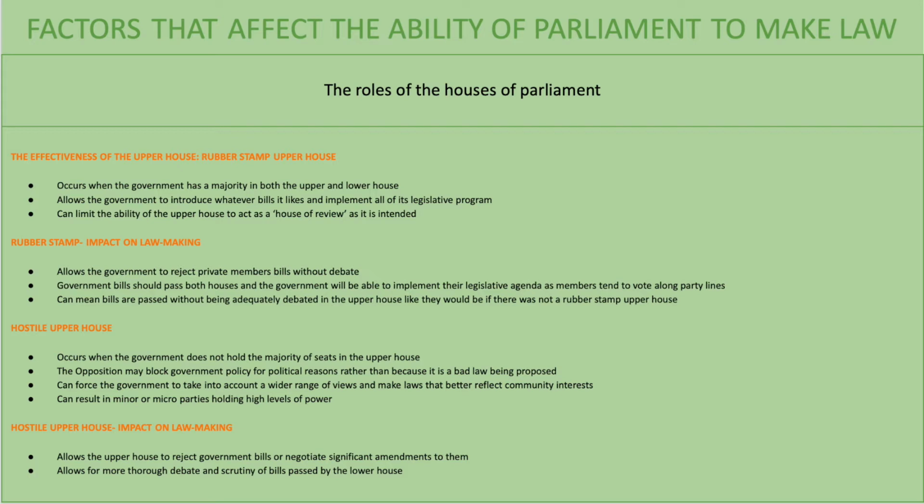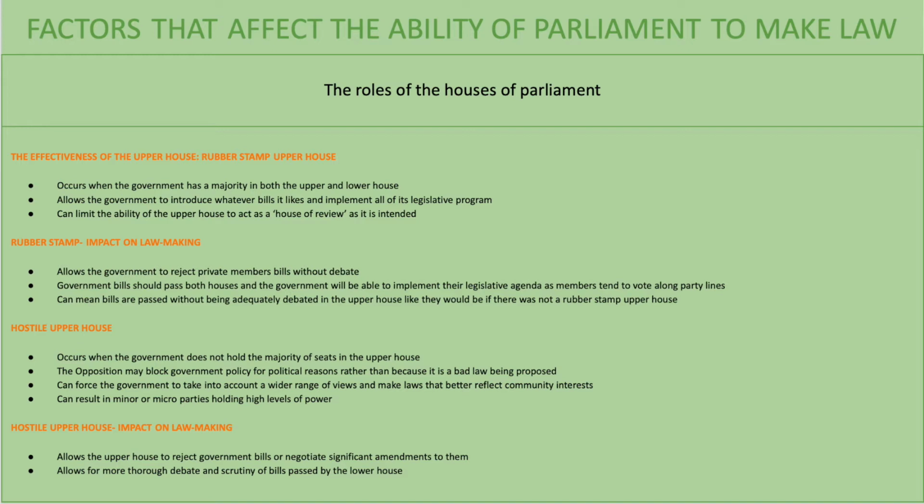We have already looked at the roles of the Houses of Parliament, and we will now be looking at the impact these roles have on Parliament's ability to make laws. Some of the factors we need to consider are the effectiveness of the lower house, a majority government, a minority government, the effectiveness of the upper house, a rubber stamp, a hostile upper house, and the law-making process. For the purpose of this revision video, however, the focus will be the effectiveness of the upper house.